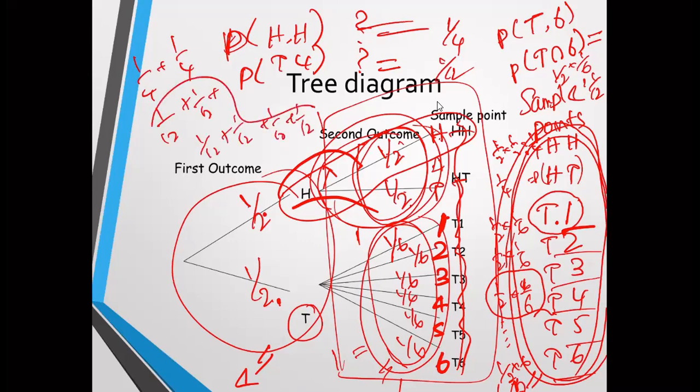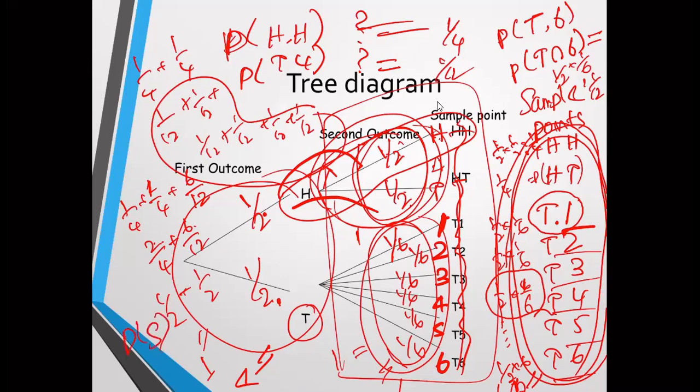Then this gives 1 over 4 plus 1 over 4 plus 6 over 12. Here 1 over 4 plus 1 over 4 means what? 2 over 4 plus 6 over 12. 2 over 4 is half. 6 over 12 is again half. Half plus half is going to be 1. Total probability is always equal to 1. That's why I told you the probability of the sample space is always equal to 1.